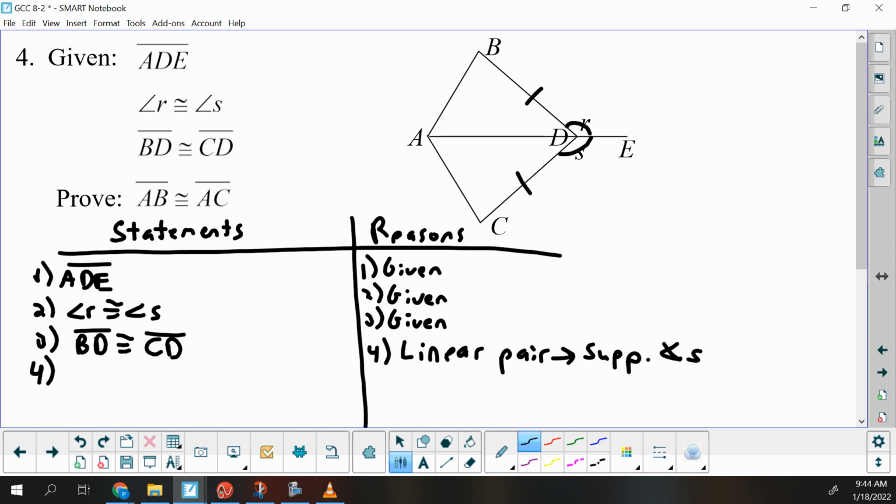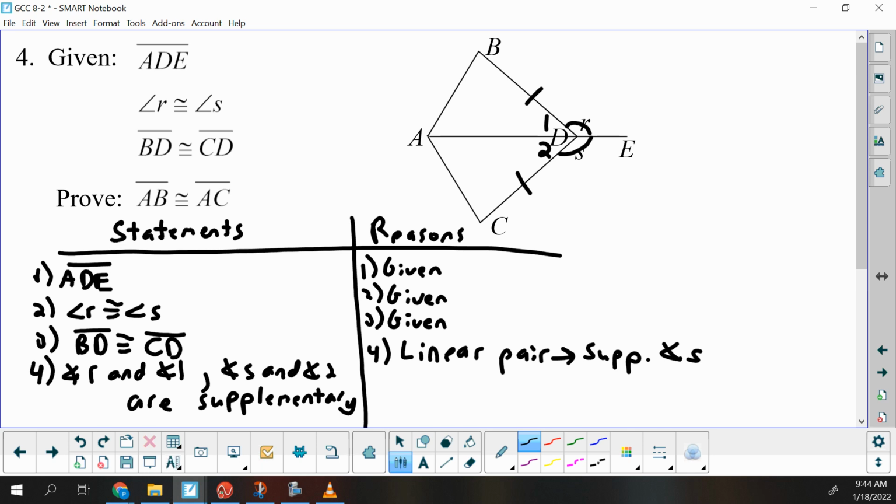We're pointing at supplementary angles, so we got to say which pairs are supplementary. To make it easier, let's number them. We may call that 1 and 2. So we can say angle R and angle 1, comma, angle S and angle 2 are supplementary. And again, you can abbreviate it, or if you want to write out the whole word, you can too. That's just your preference.